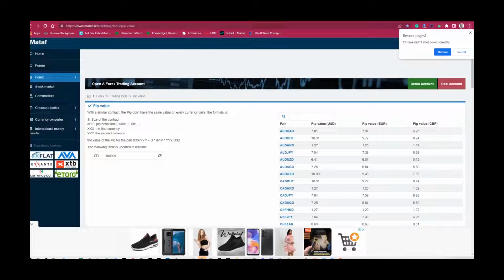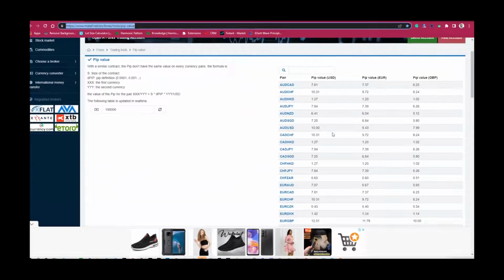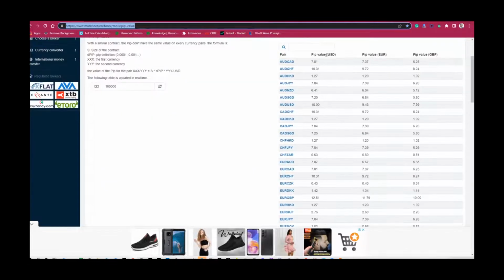Okay, so I've dropped the link for you guys. And so this is the pip value here, and this is the pip value in dollar. If your account is in dollar, or if your account is in euro, this is the pip value. And our accounts are going to be in dollar. So that's the value of one pip for each of them.